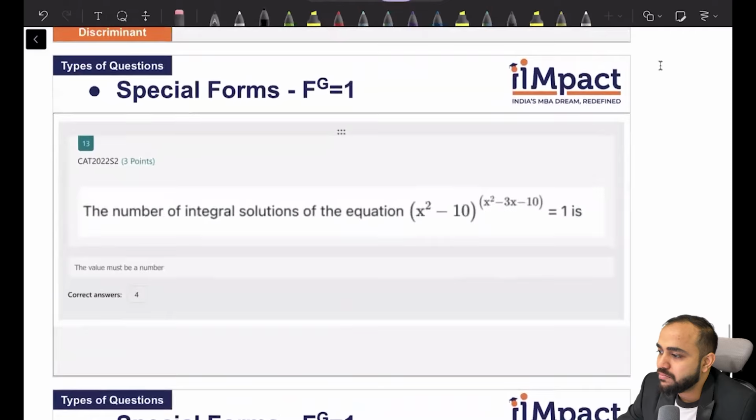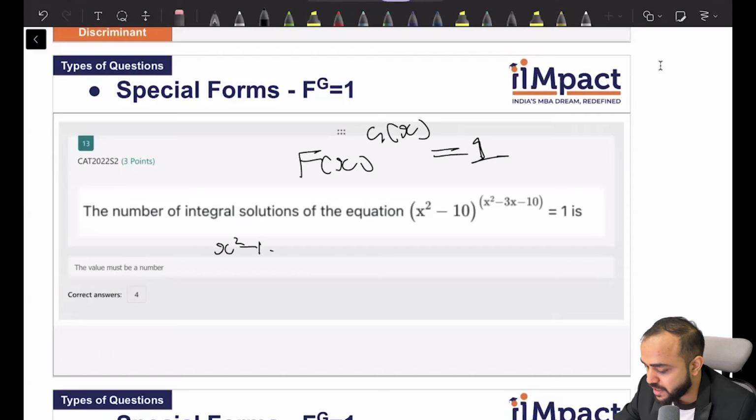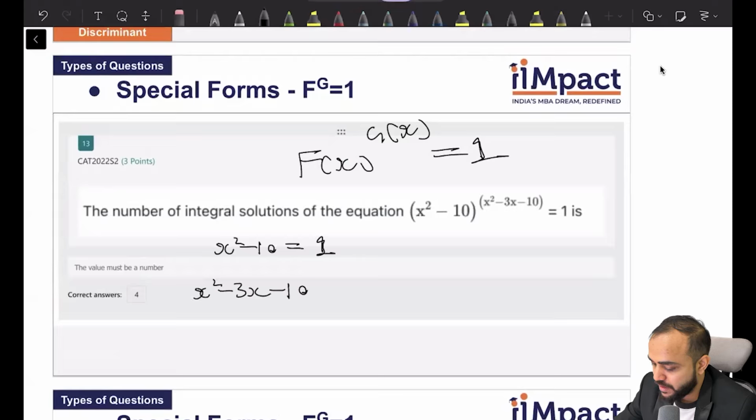All right. The next special format question is this: x square minus 10 raised to the power something. Basically, a function to a function power is equal to 1. There are three cases to this. If x square minus 10 is equal to 1, then it doesn't matter what is happening in the power, 1 to the power anything is going to be equal to 1. If your power is equal to 0, then it doesn't matter what the base is, your outcome will always be 1.